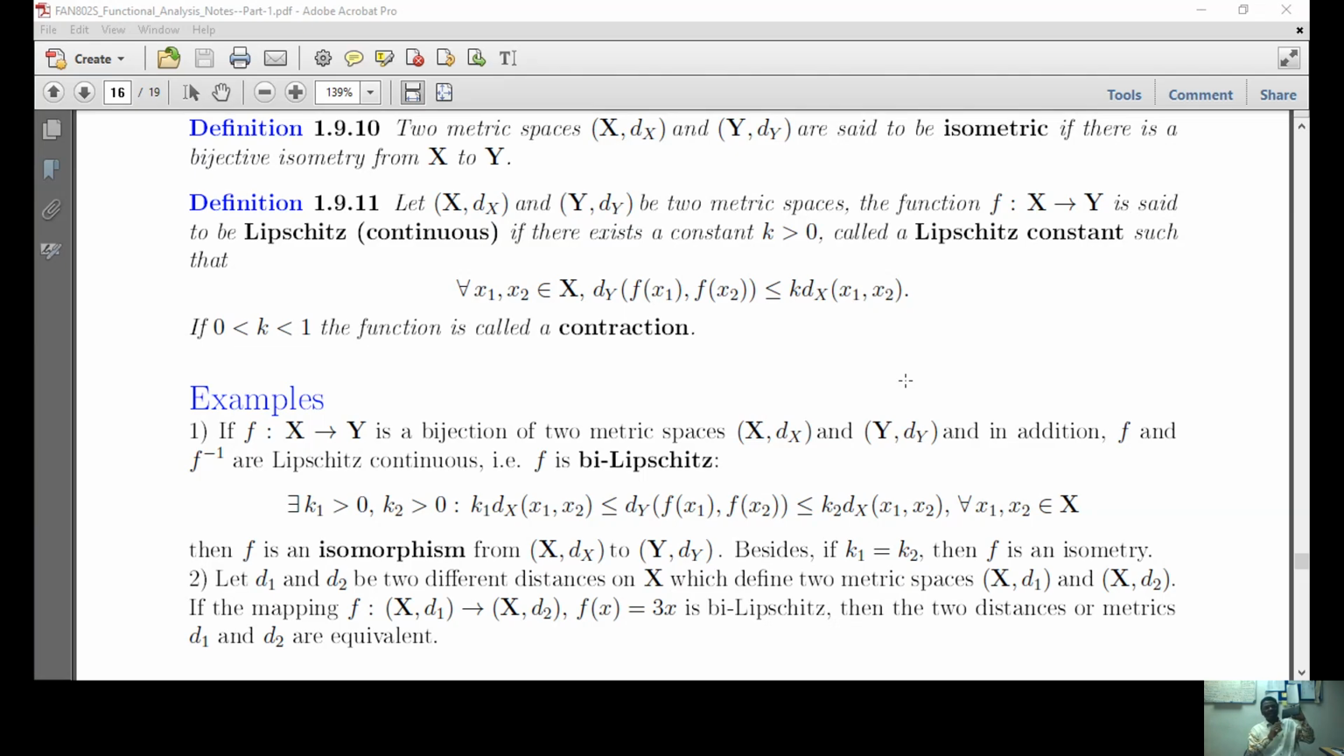The contraction means that, let me take the case of my tablet again. If I have two points here, and then I perform a transformation to this, and it turns out that when I measure the distance in the range, it is smaller than the original distance, we say that it has been contracted. So the function that performs this transformation is called a contraction. Let me take another example.